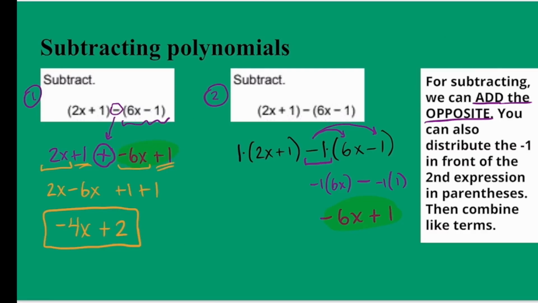So they give you the same parts. The first polynomial is not going to change. It's still going to be 2x plus 1. So the answer is still going to be negative 4x plus 2. It's just how you get there. And the distributing of the negative 1, in my experience, confuses students a lot more than just rewriting it as addition and doing the opposite of every term in the expression after the minus.